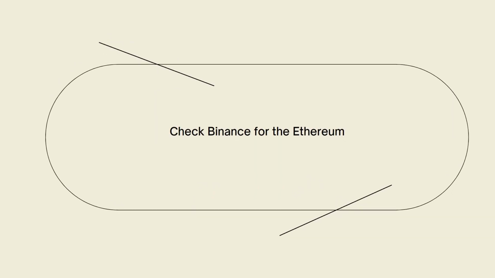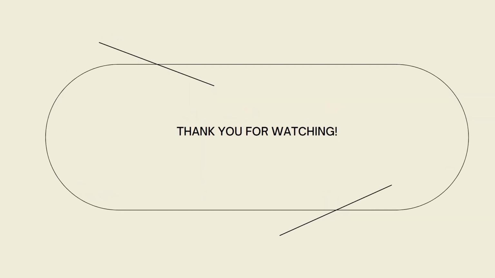The last step is to check Binance for the Ethereum. Once the transfer is completed, go back to Binance and navigate to the Spot Wallet page. You should see the Ethereum balance reflected in your Binance wallet. Remember to double check addresses and take necessary security precautions when making cryptocurrency transactions to ensure the safety of your funds. So that's it.